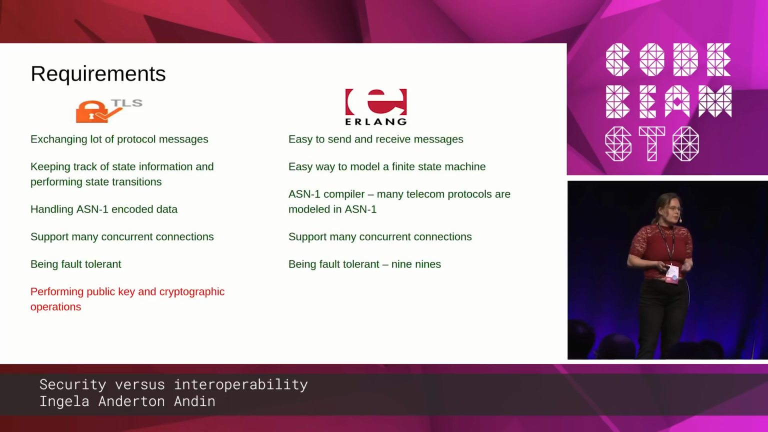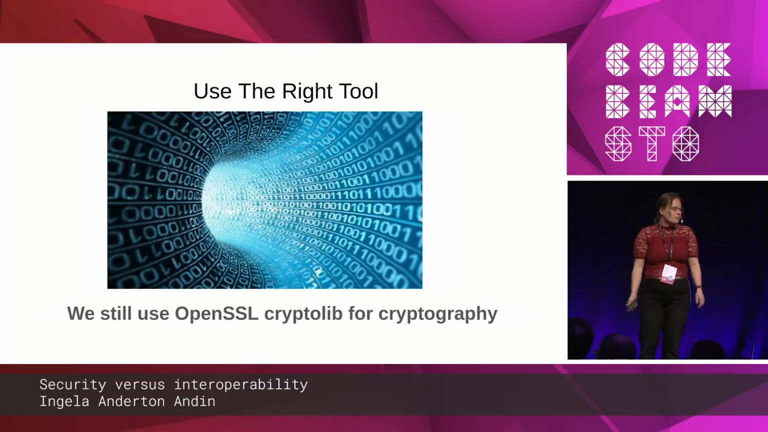There's one more requirement, though, on TLS, and it's performing public key and cryptographic operations. And this is a kind of number crunching thing, and this is not a good fit for Erlang. So we should use the right tool, and we still use the OpenSSL cryptolib to do all the cryptographic operations. And this is not something that you should reinvent. There are lots of timing issues and pitfalls. So we use a well-tested cryptolib for this.